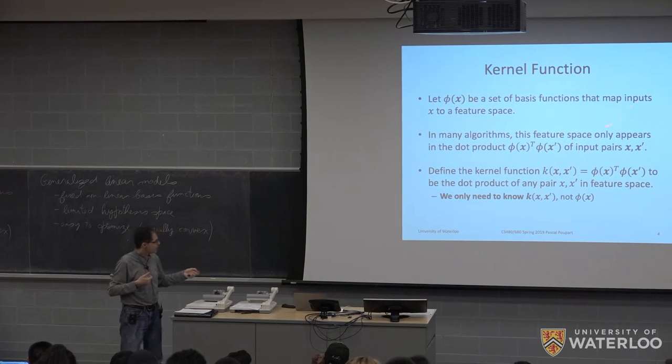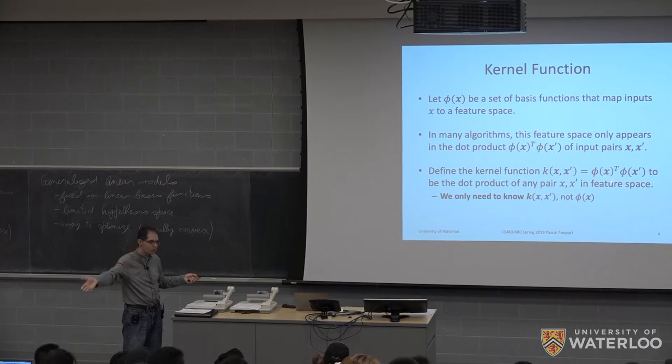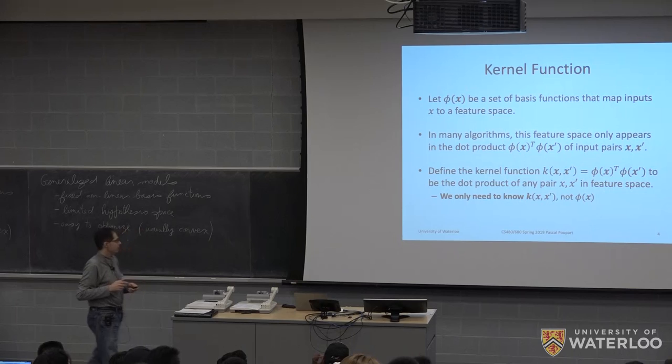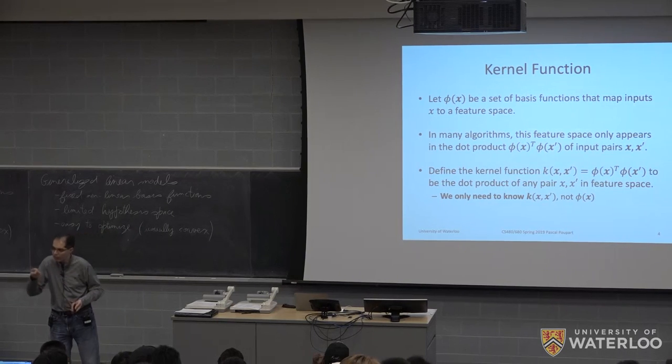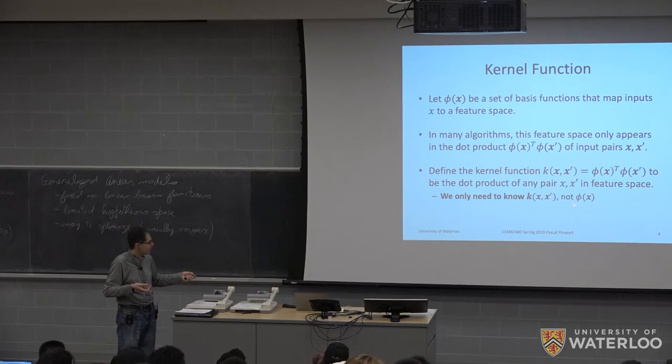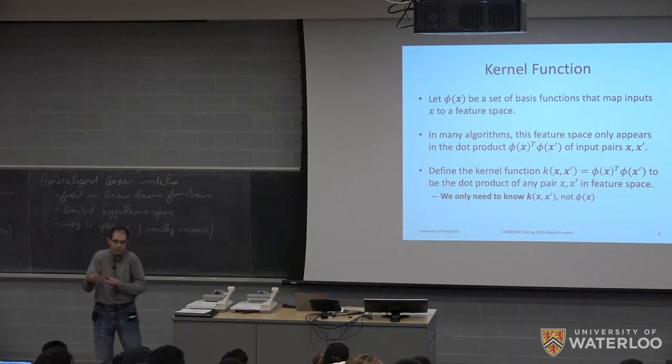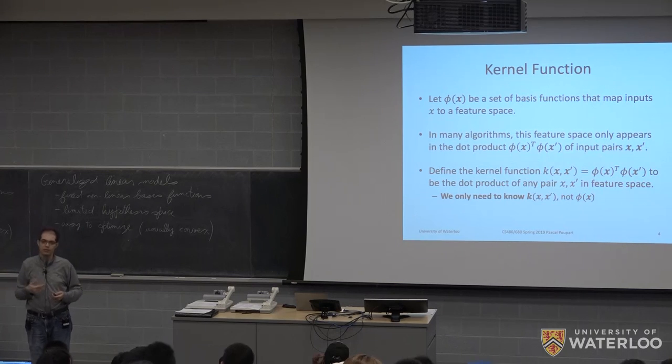Let's rename these dot products with the notion of a kernel function. Here, k of x, x prime is just the dot product between two points, x and x prime, but in our new space. That's why it's phi of x transpose times phi of x prime. Now, if we happen to know the output of this kernel function for every pair of points, then we don't need to know the underlying feature space defined by phi of x anymore, and we perhaps don't have to pay any price in computation with respect to phi of x.